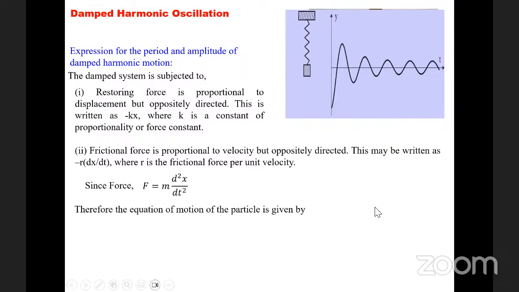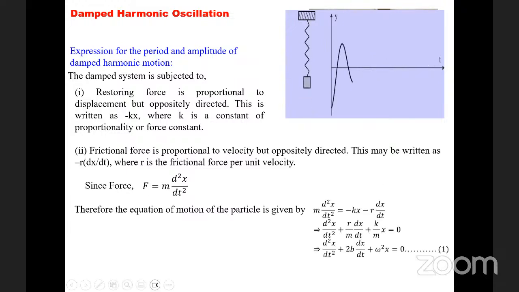Since F equals m d square x by dt square according to Newton's second law, the equation of motion of a particle is as follows. F equals this: m d square x by dt square equals restoring force, minus kx, minus frictional force. You are adding these on the right-hand side, but both are negative. That's why minus kx is the restoring force and the other is the frictional force.